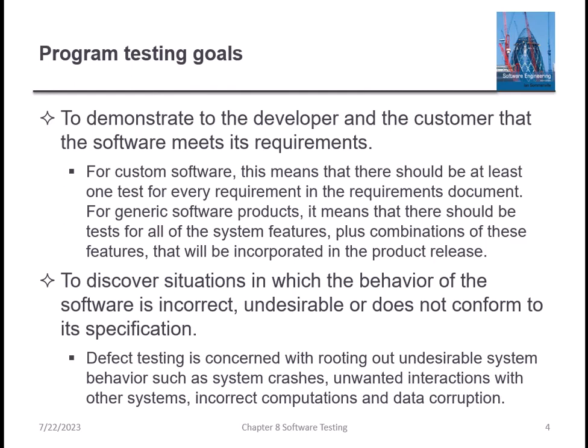The second goal is to discover situations in which the behavior of the software is incorrect, undesirable, or does not conform to its specification. Defect testing is concerned with rooting out undesirable system behavior such as system crashes, unwanted interaction with other systems, incorrect computation, and data corruption. So these are all the goals.